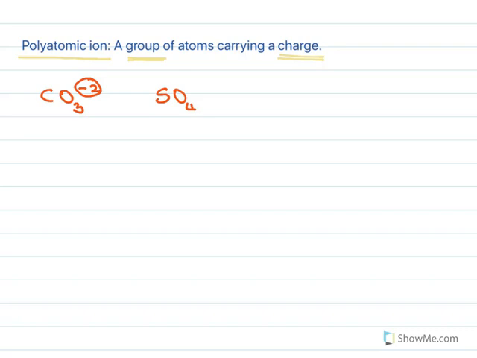Sulfate, SO4 minus 2. Group of atoms carrying a charge. Or we can say nitrate, NO3 minus 1. A group of atoms carrying a charge. And ammonium, NH4 plus 1. A group of atoms carrying a charge. So that is a polyatomic ion.